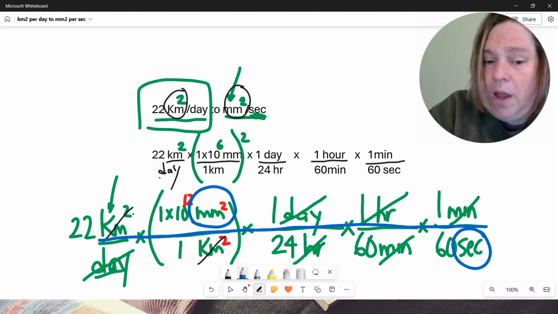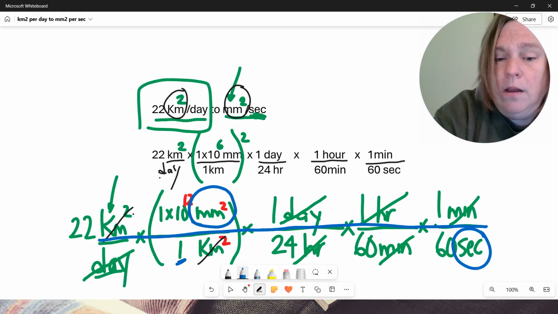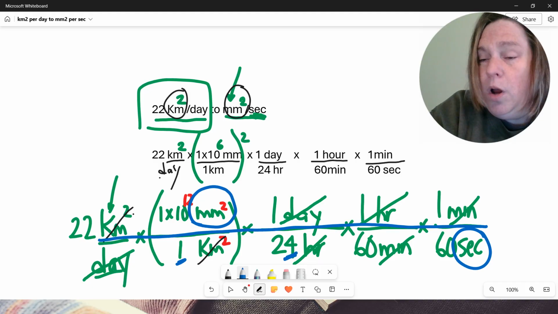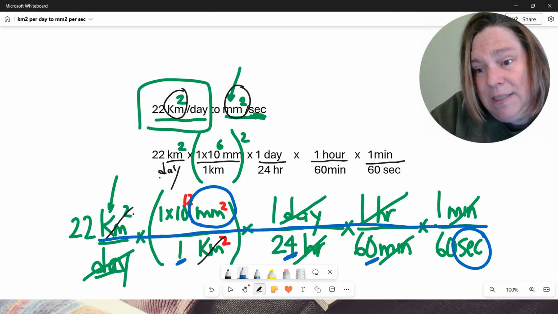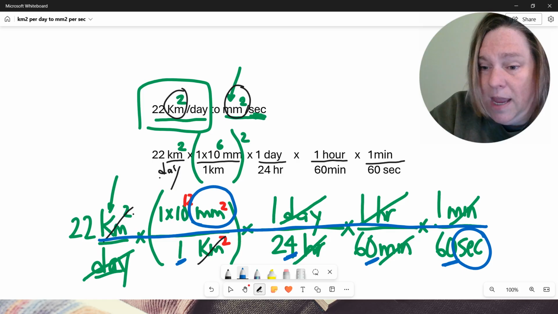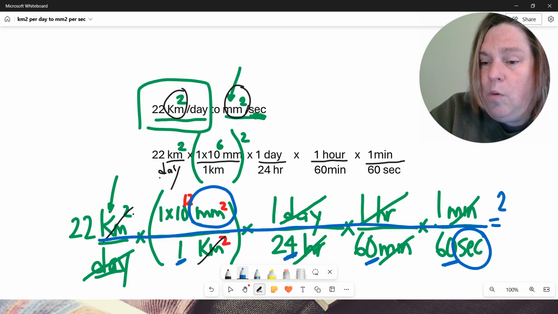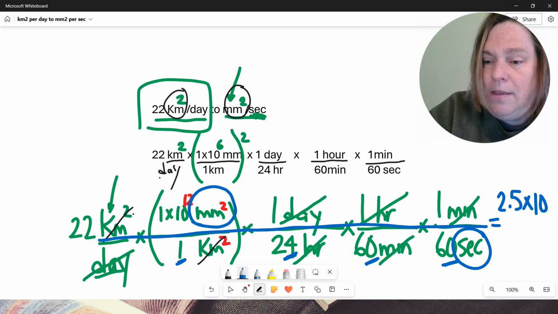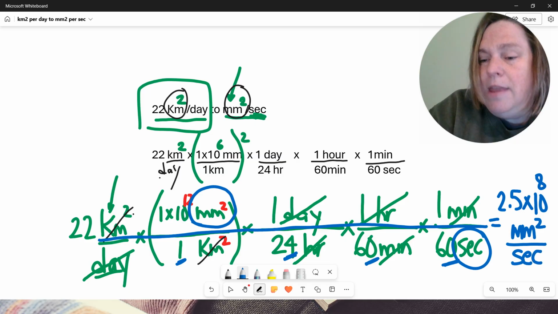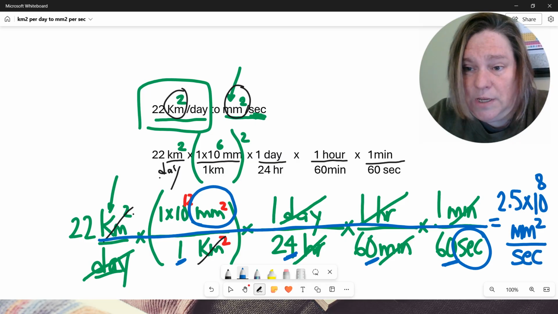To that answer, I am going to divide it by 1. I'm going to divide it by 24. I'm going to divide it again by 60, and finally 60 again. And our final answer is going to be 2.5 times 10 to the 8th, and don't forget your units, millimeters squared per second. And that is how you do unit conversions.